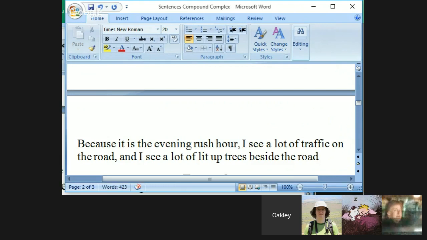Okay. Very good. All right, because it is the evening rush hour, there's our comma. Great. I see a lot of traffic on the road, and I see a lot of lit up trees beside the road. Oh, okay. Great.